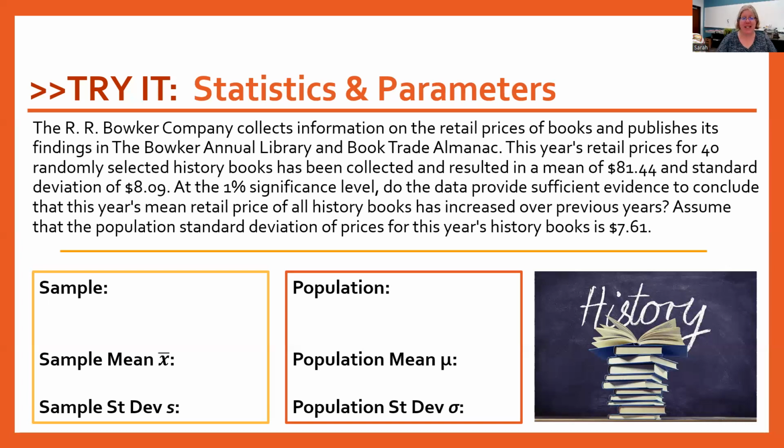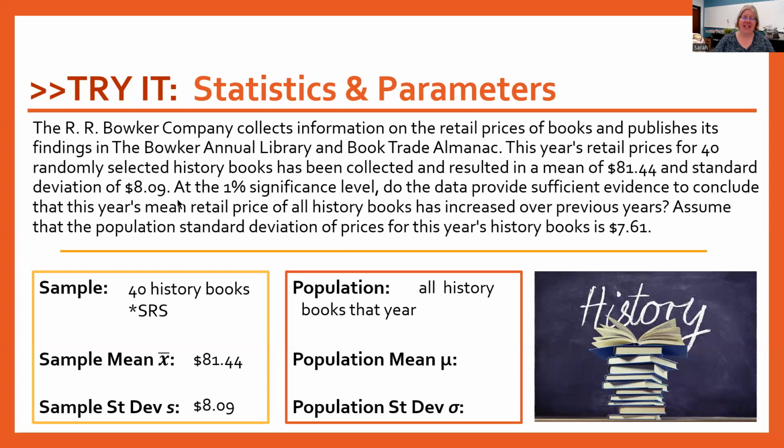All right, so our sample here, it says they collected the retail prices for 40 randomly selected history books. So there is my 40 history books and SRS is noted. Then my population should be all of the history books published that year. The 40 that they randomly selected had a mean of $81.44 and a standard deviation of $8.09. So both of those are going to be statistics. That'll be x bar and S for mean and standard deviation.